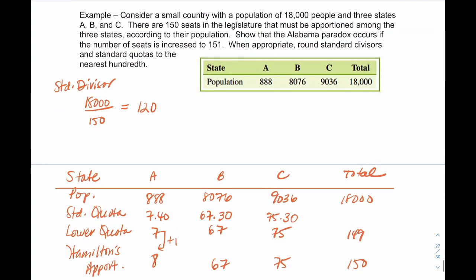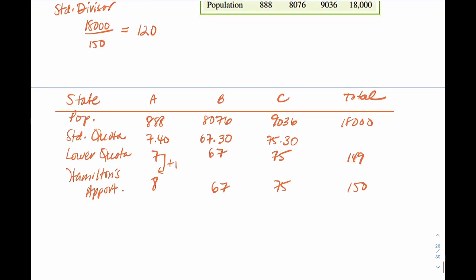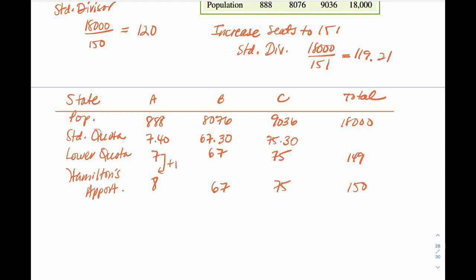But in the problem, we are increasing the seats to 151. So now when that happens, when we increase the seats to 151, our standard divisor is going to change. It's going to be 18,000 divided by 151, which is not going to go in so perfectly. It's 119.21. So now we're going to create a new table, and this time we're going to take our population and divide it by 119.21.